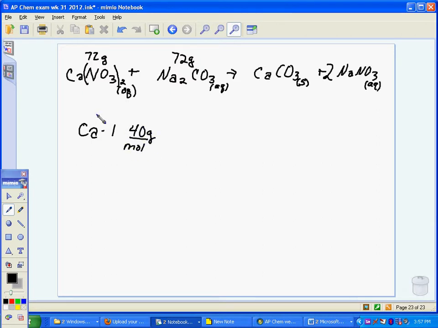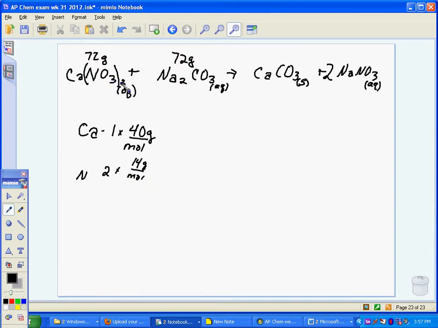Now what I'm doing here is I'm going to show you one calculation where I'm determining the GMW, the formula weight, the gram molecular weight, formula weight, however you want to call it. I'm going to do one calculation and then I'm just going to write the rest of the numbers down for the other ones. Okay, we got one calcium, which is 40 grams per mole. I got that from the periodic table. I've got two nitrogens here, and those are 14 grams per mole.